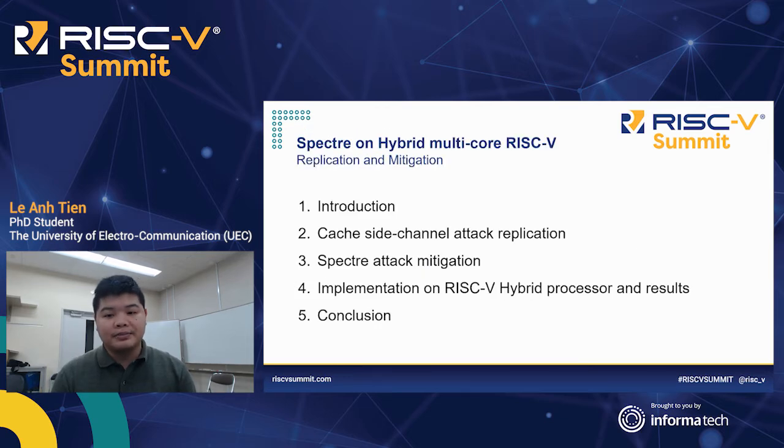In this presentation, I will talk about the first two well-known variants of the Spectre attack, which could also be named the cache side channel attack. We also implement some straightforward software-based mitigation methods to prevent the issue of cache side channel attacks. All of the experiments would be implemented and executed on a RISC-V hybrid processor, which contains an in-order processor and an out-of-order core.